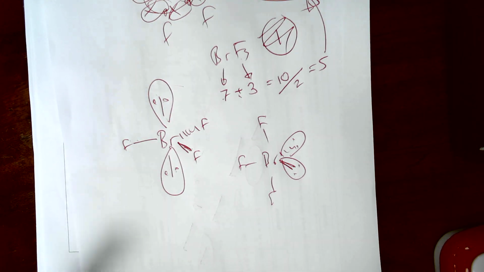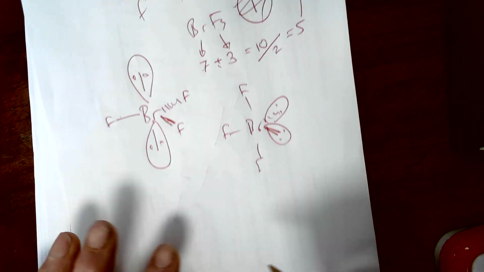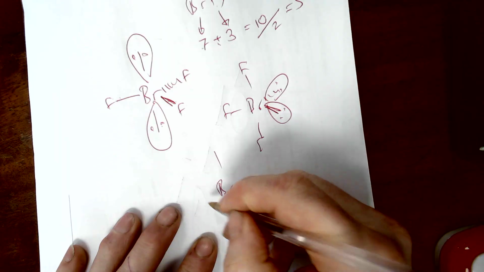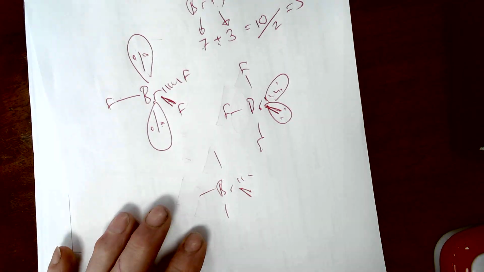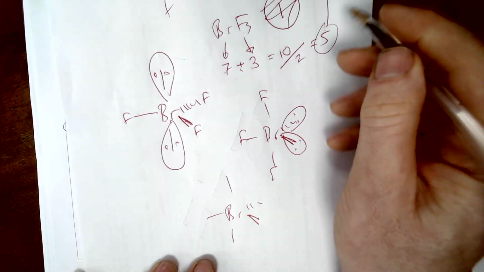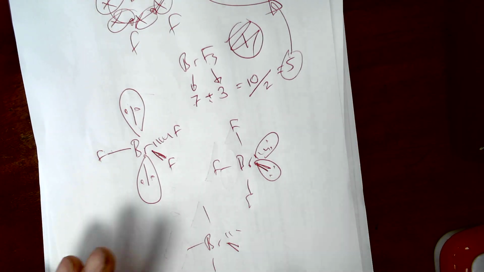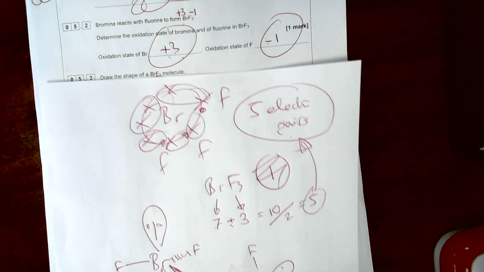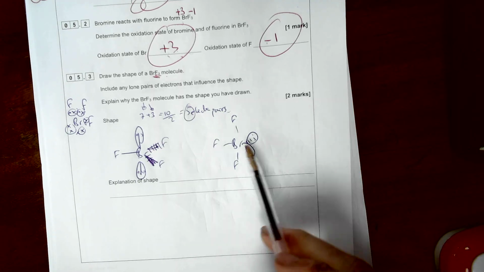But I saw some just weird rubbish diagrams that showed to me that some of you didn't know how to draw the shape with 5 electron pairs, and some of you just drew shapes with 4 electron pairs, which is terrible, really. Sort it out. Come and see me. I'll help you.